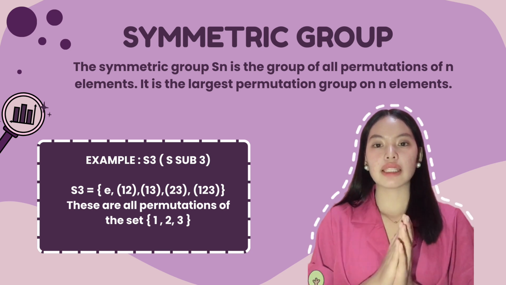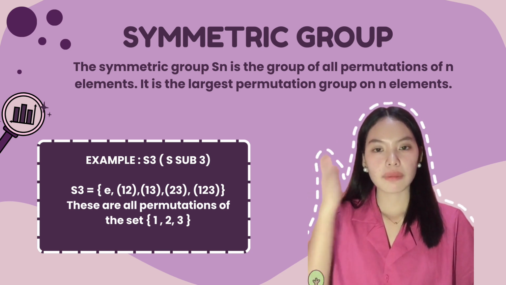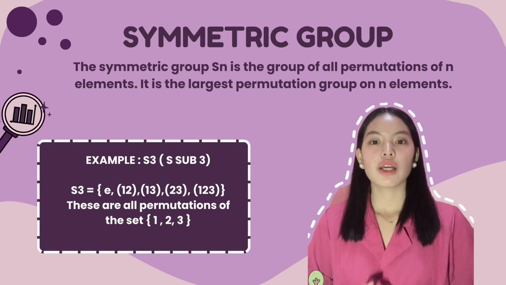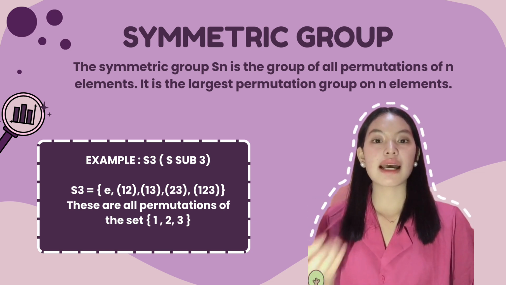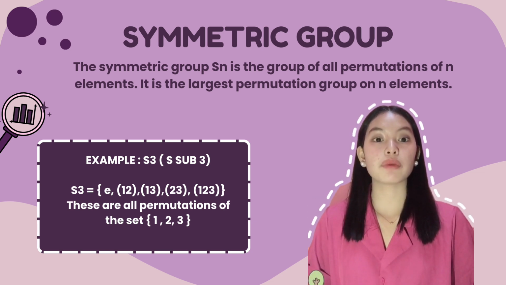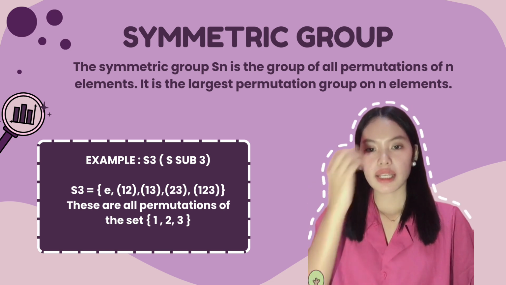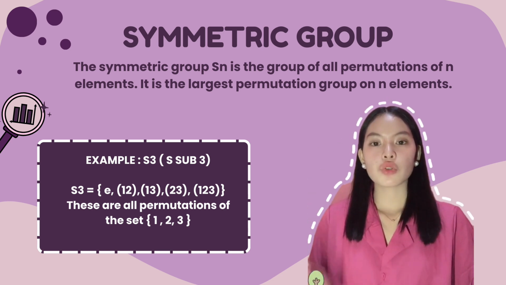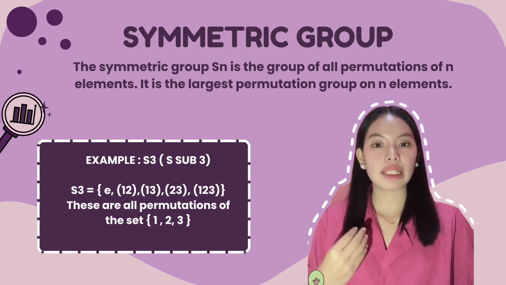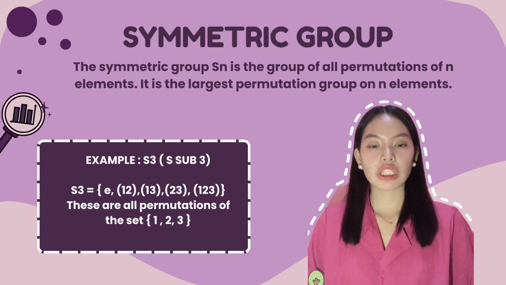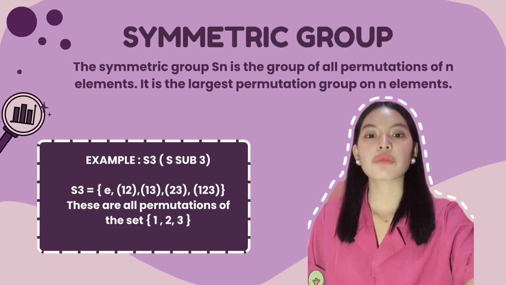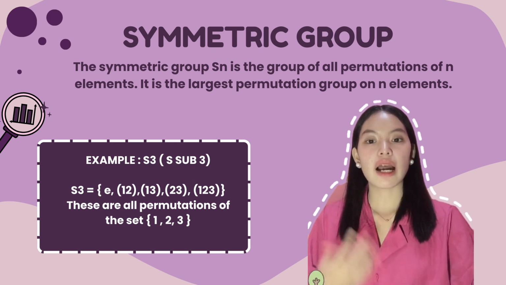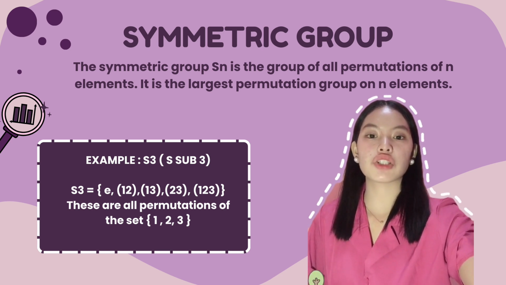An example is S sub 3, whose elements are e, (1 2), (1 3), (2 3), (1 2 3), and (1 3 2). For S sub 3, the set has 3 elements. Its 6 permutations include e, the identity, or leaving everything in place; (1 2), (1 3), and (2 3), swaps of 2 elements; and (1 2 3) and (1 3 2), rotations of all 3 elements. These examples show how all possible arrangements are accounted for in the symmetric group.